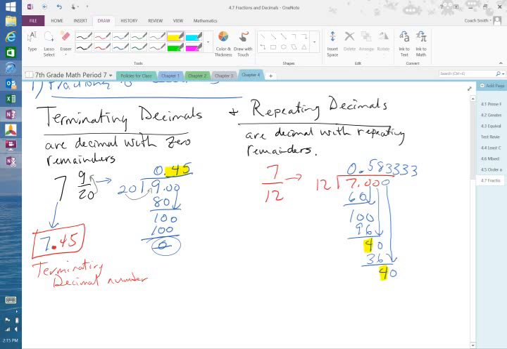So the answer to this problem then is 0.583 with a bar over the 3. Because that bar tells me what number repeats. And that is a repeating decimal.